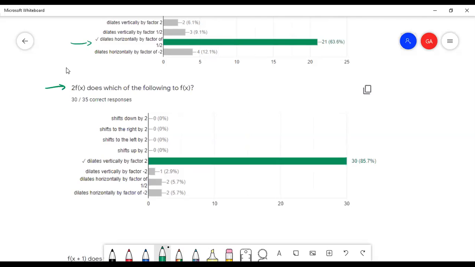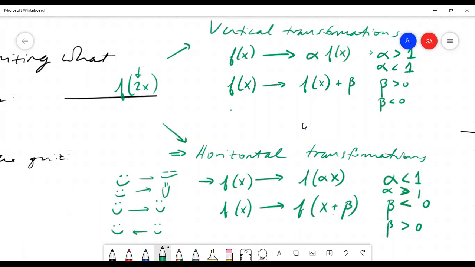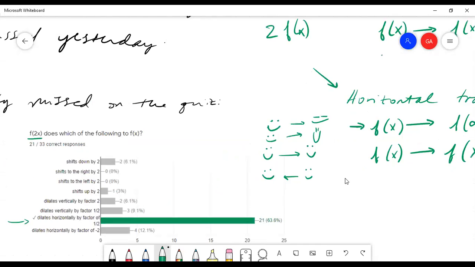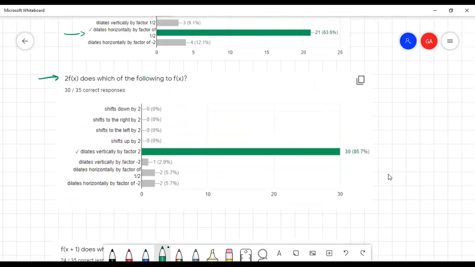First of all, is it a vertical transformation or a horizontal transformation? I'd look at these rules and say, now it's 2 times f of x. Does it fall into horizontal or vertical? It obviously falls into vertical because the factor is outside the function. And it falls into this case because it's a multiplicative thing. Alpha is 2, and 2 is greater than 1. Therefore, it is a vertical stretch by a factor of 2. So it dilates vertically by a factor of 2. Stretch and dilate mean the same thing. People did better on that.